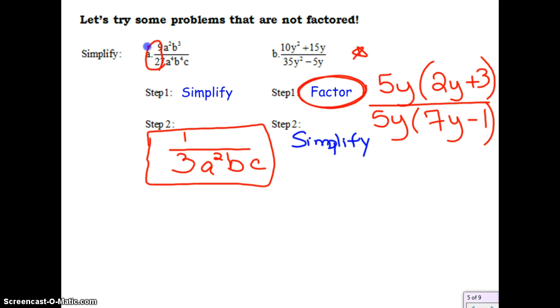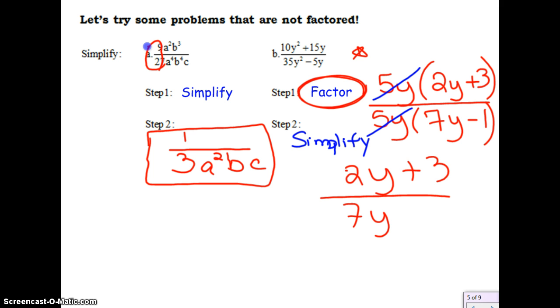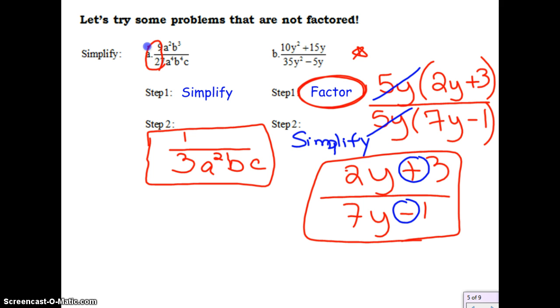And I do see a common factor in the numerator and denominator. They both have a 5y. So that means I can divide 5y by 5y, and I will be left with just 2y plus 3 divided by 7y minus 1. And that's as far as I can go because now I don't have any more factors, because these are adding and subtracting with one another, so I can't cancel them out.